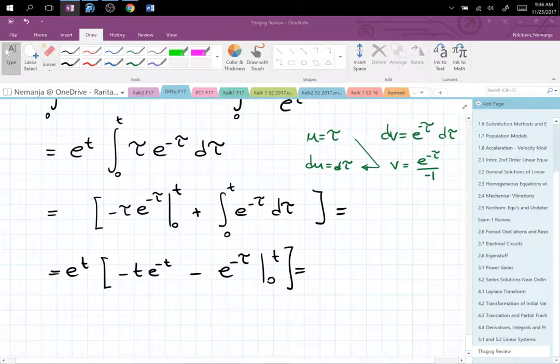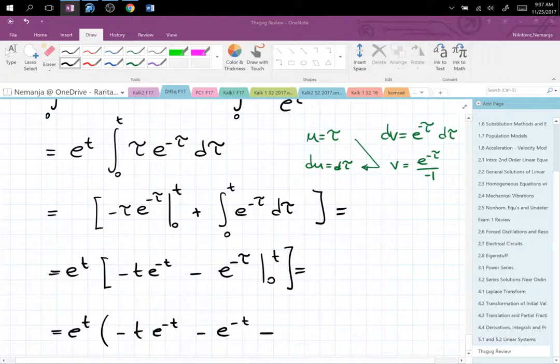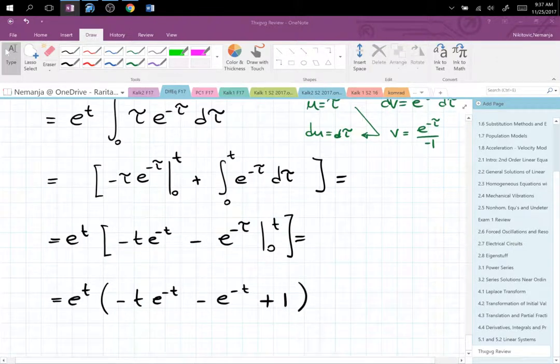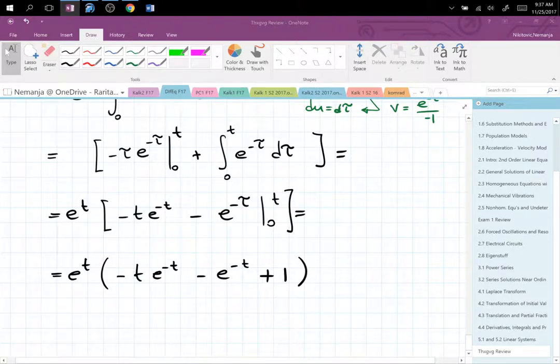That's still left. So you integrate, right? You will get e to the negative tau over negative 1, but that's that negative there. So e to the negative tau, and you need to plug in this 0. So e to the t, negative t e to the negative t, and then this is minus e to the negative t, and now e to the 0 is 1, right? So it's a plus 1 over here. That's generally what goes wrong in these calculations.